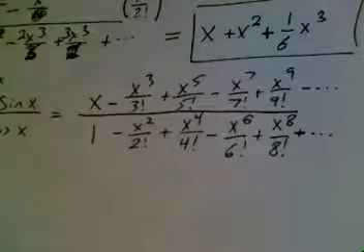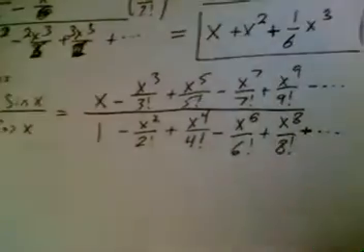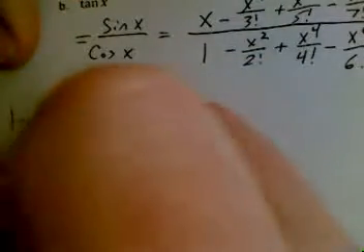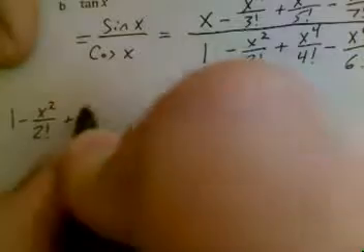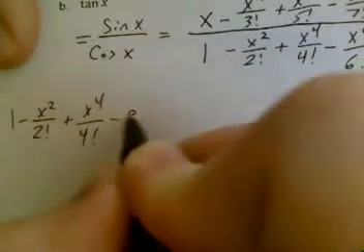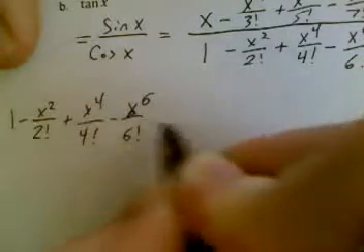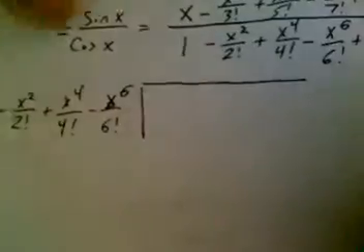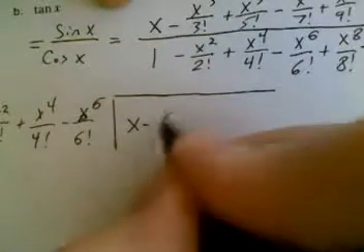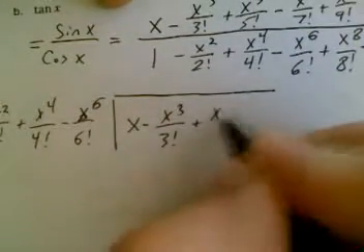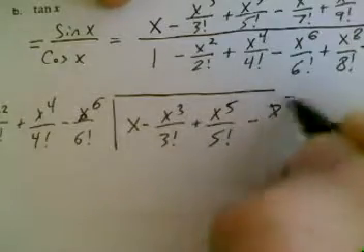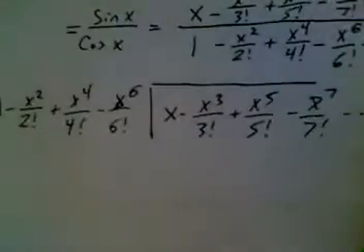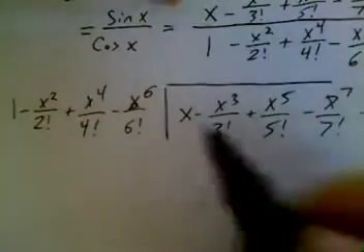Okay? What we have to do is return to good old-fashioned 1 minus x squared divided by 2 factorial plus x to the 4th divided by 4 factorial minus x to the 6th divided by 6 factorial, dividing x minus x cubed divided by 3 factorial plus x to the 5th divided by 5 factorial minus x to the 7th divided by 7 factorial, and so on and so forth. And I have to use long division. How do I get rid of x?